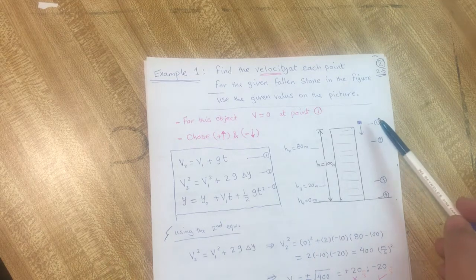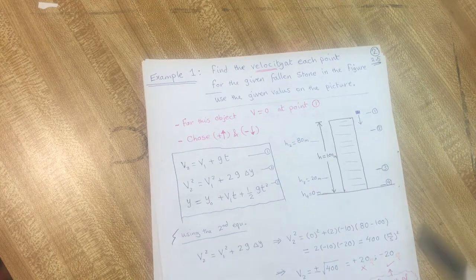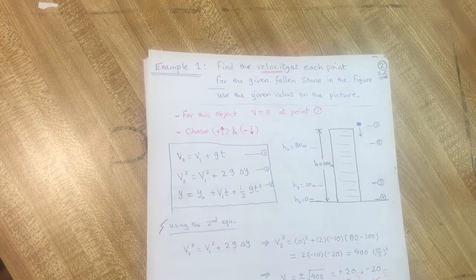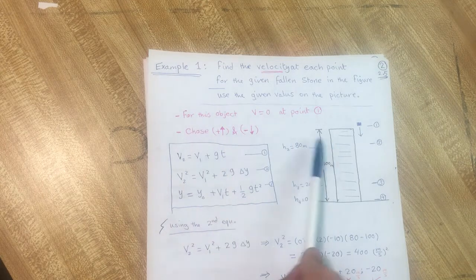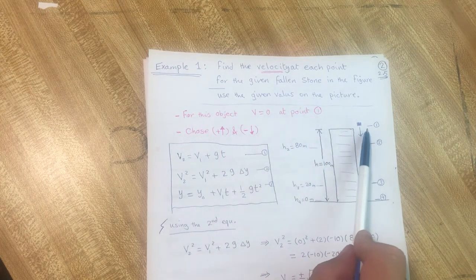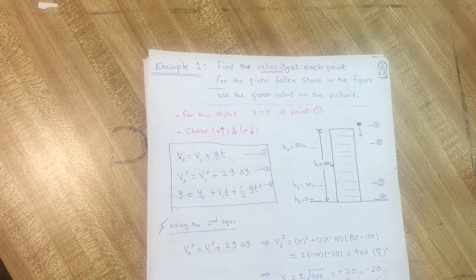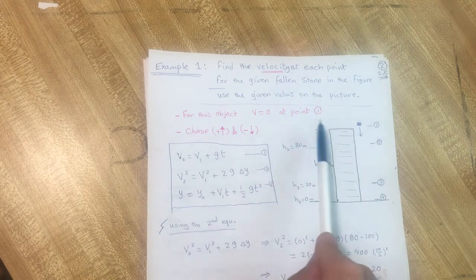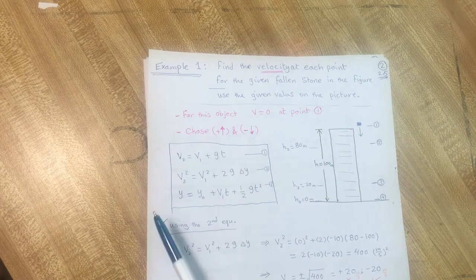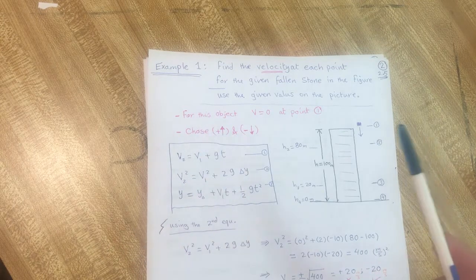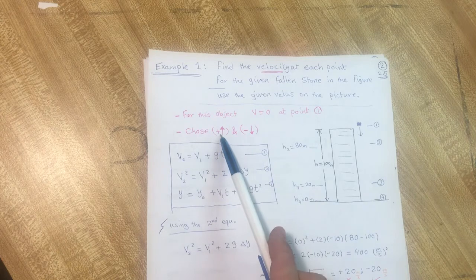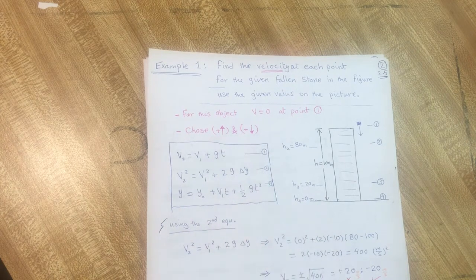We need to find the velocity at each point. Also, we can find the time at each point using the equations of motion, any one of them. Now, for this object, v is equal to 0 at point 1, because it starts its motion from that point. So v1 is equal to 0. Also, we need to choose the upward direction as positive and the downward as negative. And we have the equations.